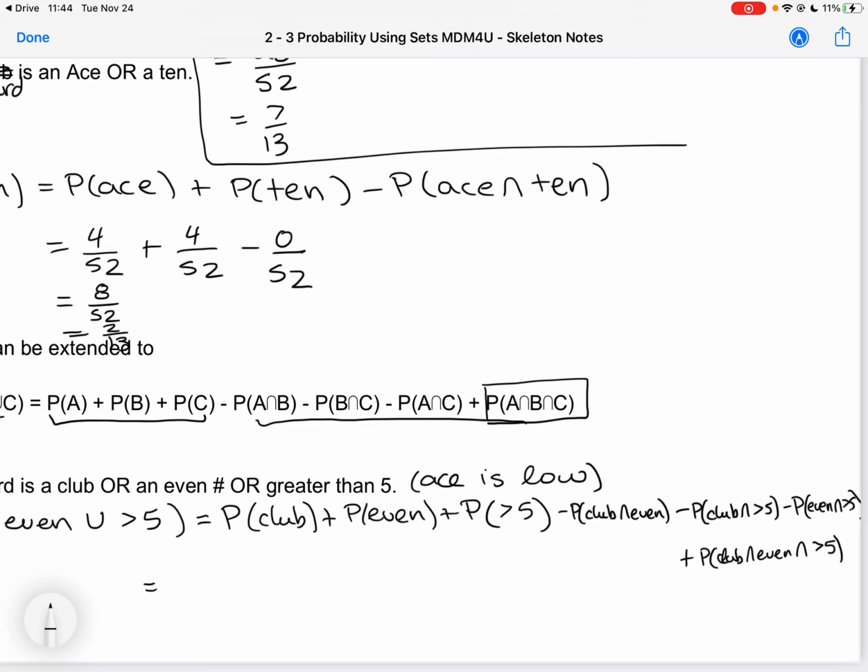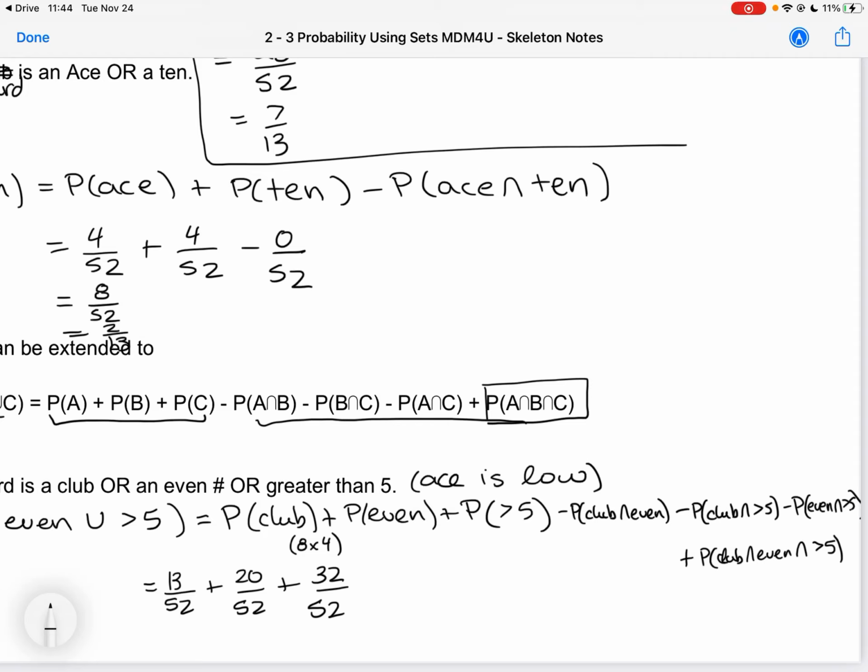So our probability that the card is a club is 13 out of 52. The probability that it's even is 20 over 52. Then we've got the probability that it's greater than 5, which is 32 out of 52. So in any suit, you have 8 cards that are going to be greater than 5: 6, 7, 8, 9, 10, Jack, King, Queen, because the ace is low. And then you're going to multiply that by 4 suits.